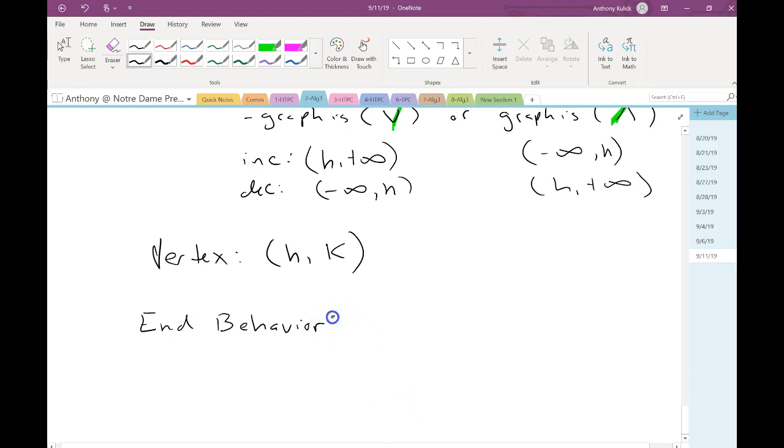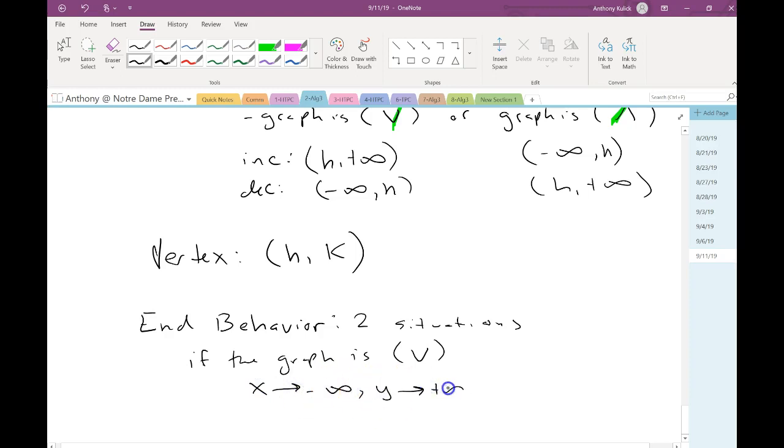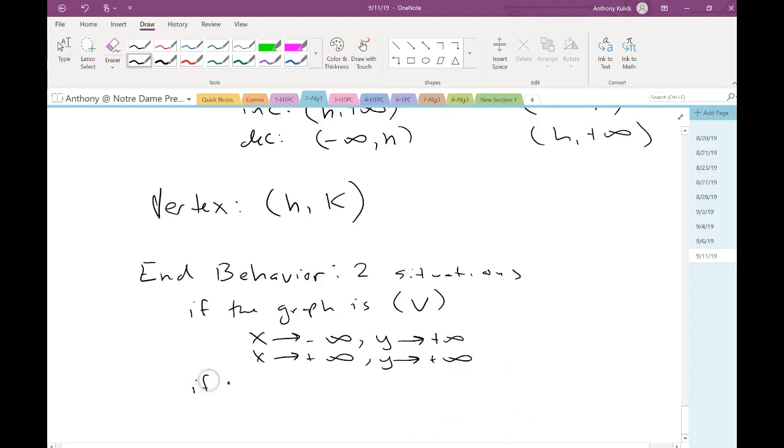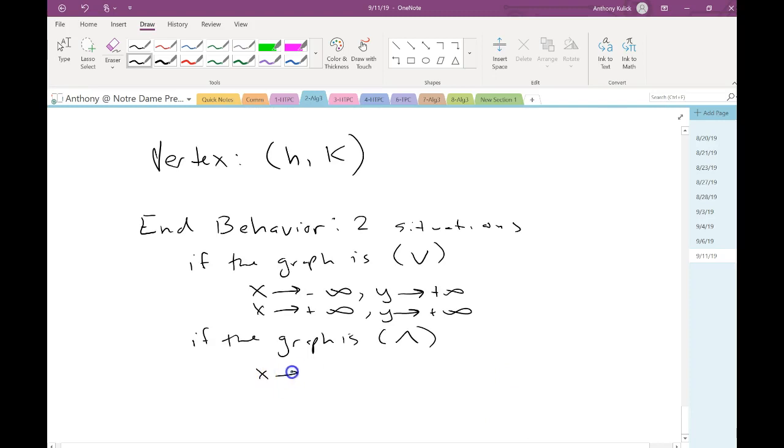The end behavior, guess what? Two situations. Either both arrows point up, in the case of the V shape, or in the case of the wedge shape, both arrows point down.